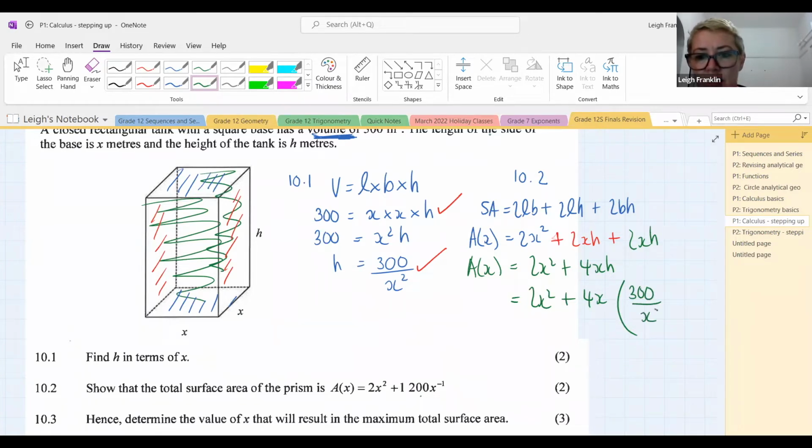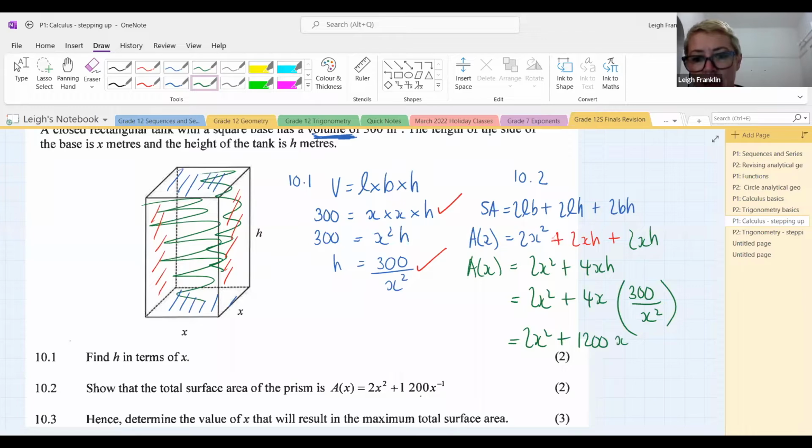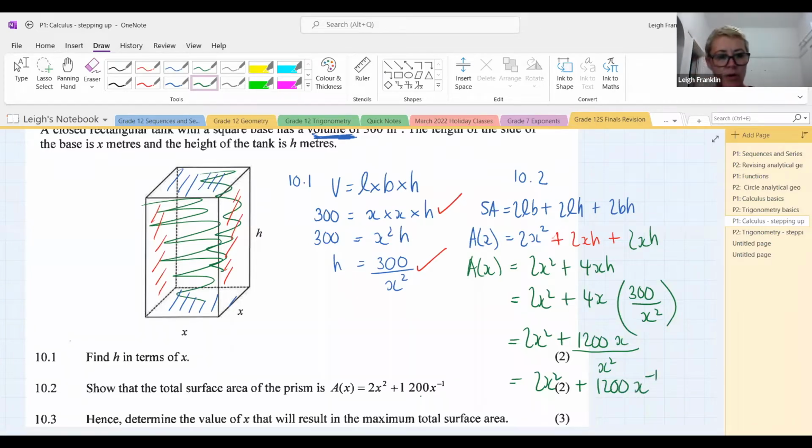300 over x squared. And then remember, when we multiply fractions together, we multiply numerator with numerator and denominator with denominator. So that's where we're going to end up with 4 times 300 giving us 1,200, and then x all over x squared. Sorry, I'm writing on top of everything here. When we divide like bases, we subtract our exponents, and that's where we end up with 1,200 x to the power of -1. It was only out of 2 marks, but look how much work needed to be done to get that.